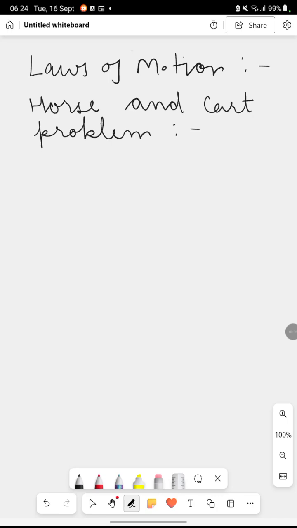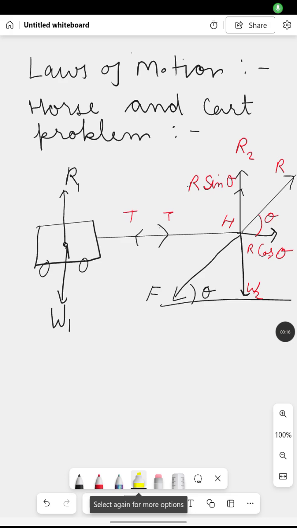Today we will move ahead in our chapter of laws of motion. Today we will discuss the horse and cart problem. So let's start. This is the diagram with the help of which we will understand the horse and cart problem.